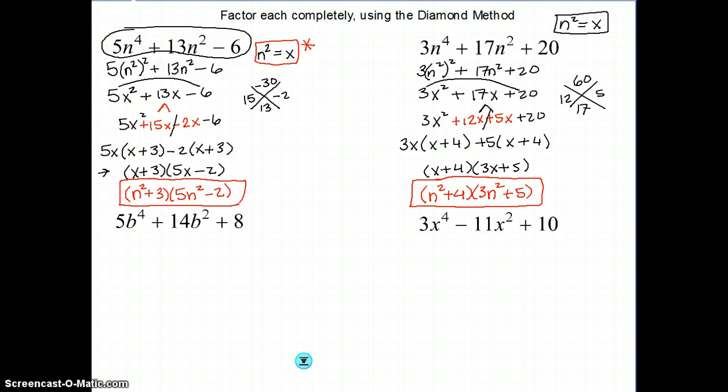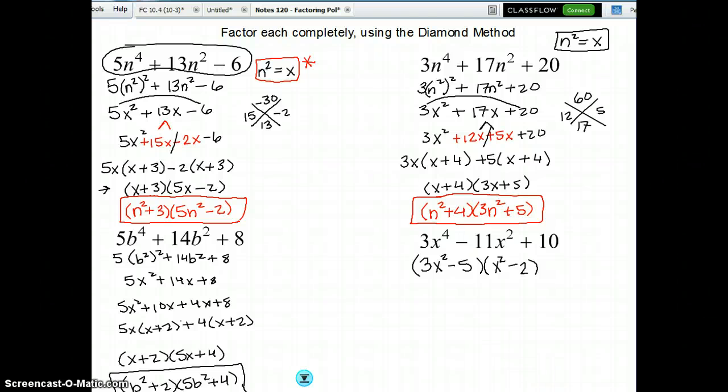Go ahead and pause the video and try the next two on your own. For the first, you should have b squared plus 2 and another factor of 5b squared plus 4. And for the second on the right, you should have 3x squared minus 5 with another factor of x squared minus 2.